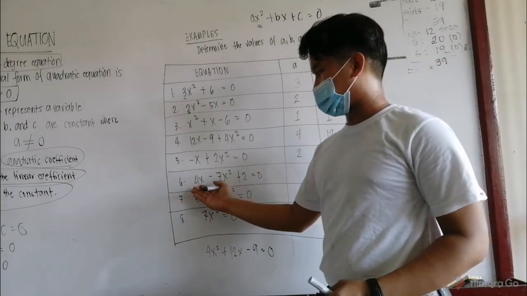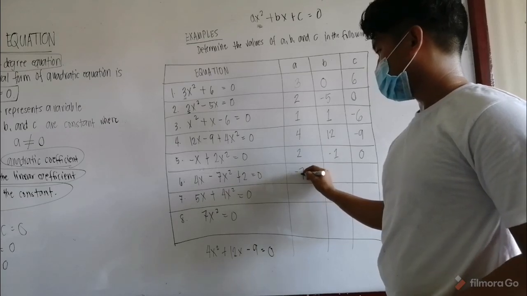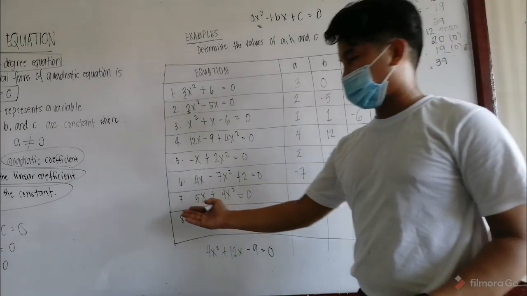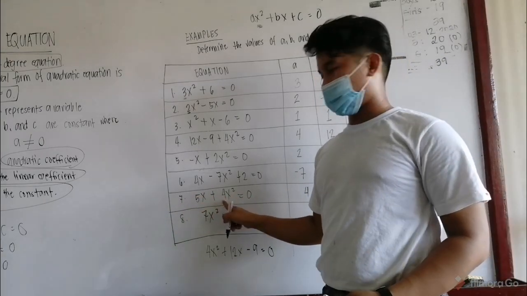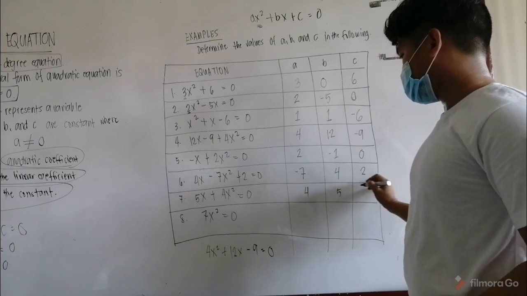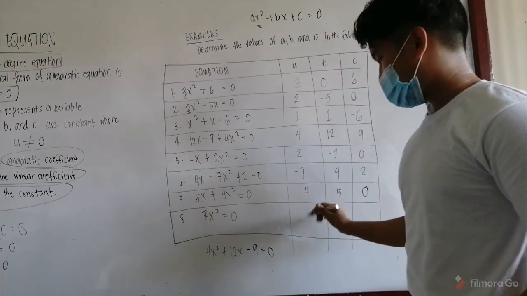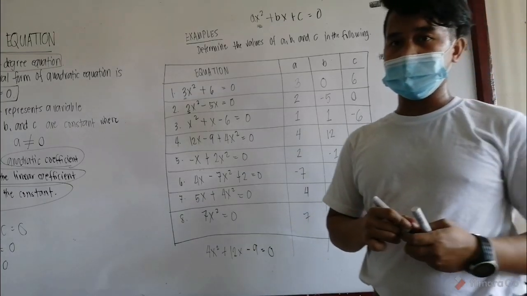Same as example number 6, we have negative 7, 4, and 2. For our example number 7, we have 4, kasi ng 4x squared, we have 5 and 0. And for example number 8, we have 7, 0, 0.